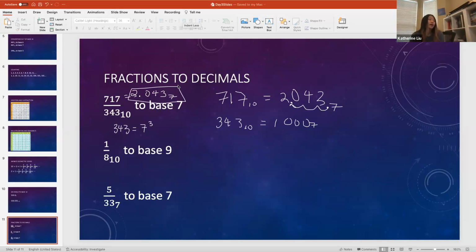Okay, so now we have 1/8. And unfortunately, this does not look like a power of 9. I don't think 8 is any power of 9. So it's going to be slightly harder. But we can do something, okay? Let's see if I can finish.